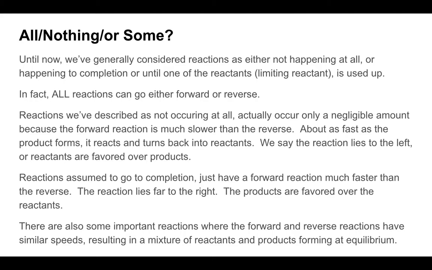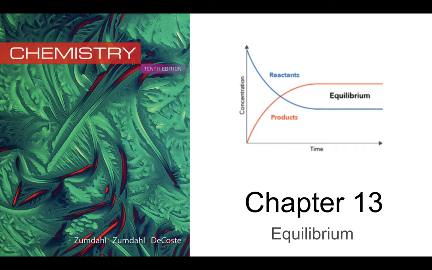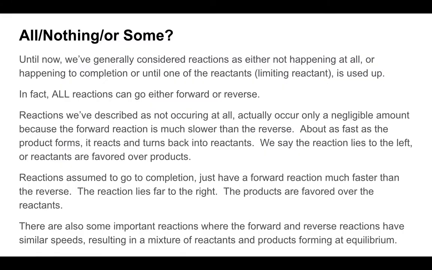But there are also some important reactions where your forward and reverse reactions have similar speeds. This can result in more of a mixture of similar amounts of reactants and products at equilibrium. Maybe you have some reactant and some product, similar to this graph here. You have a certain amount of reactant and a certain amount of product. The reactants haven't gone to zero and the products haven't gone to maximum. You've reached what's considered to be an equilibrium where you have a constant amount of reactants and products.